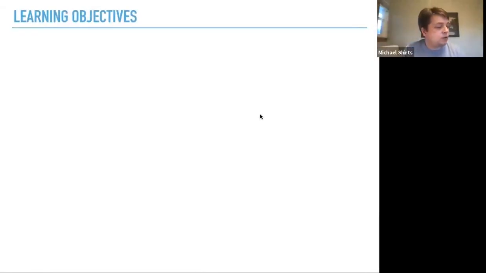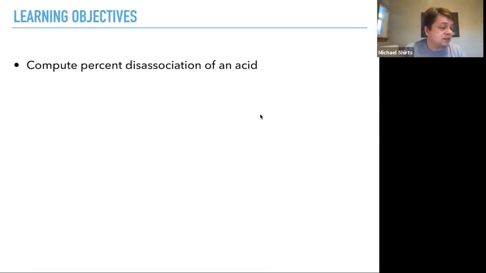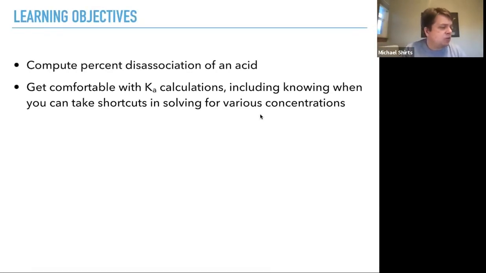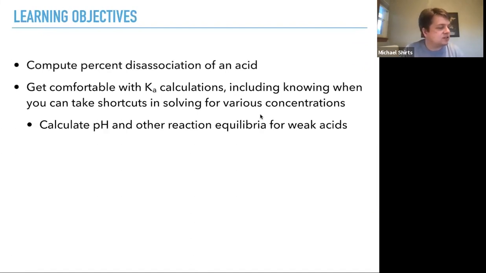So in this segment, we're going to be looking at computing the percent dissociation of an acid. We're going to be getting comfortable with Ka calculations, including knowing when you can take shortcuts and solving for various concentrations, and calculate pH and other reaction equilibria for weak acids.